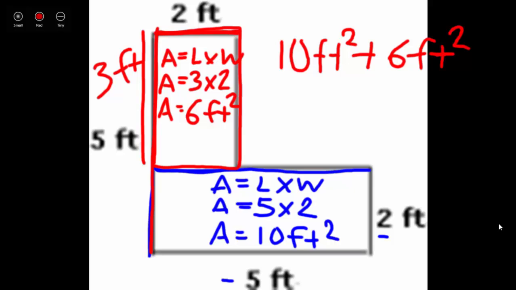10 feet plus 6 feet would equal the area of this whole irregular shape to be 16 feet squared. You're simply finding the area of each section and then adding them together to find the area of the whole section.